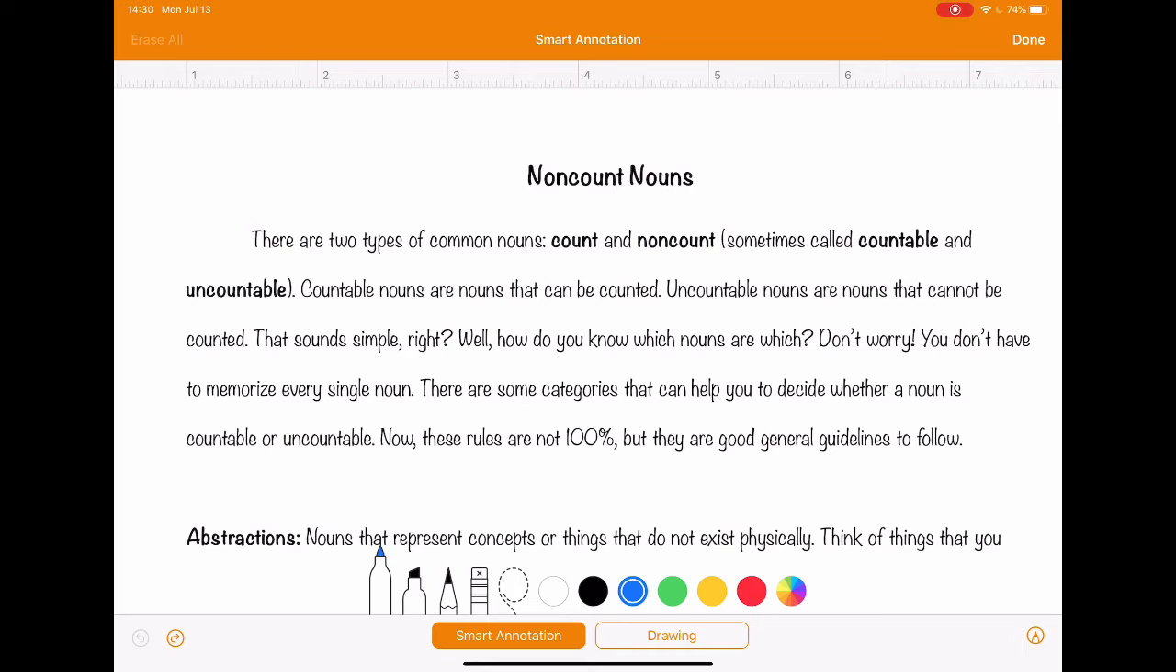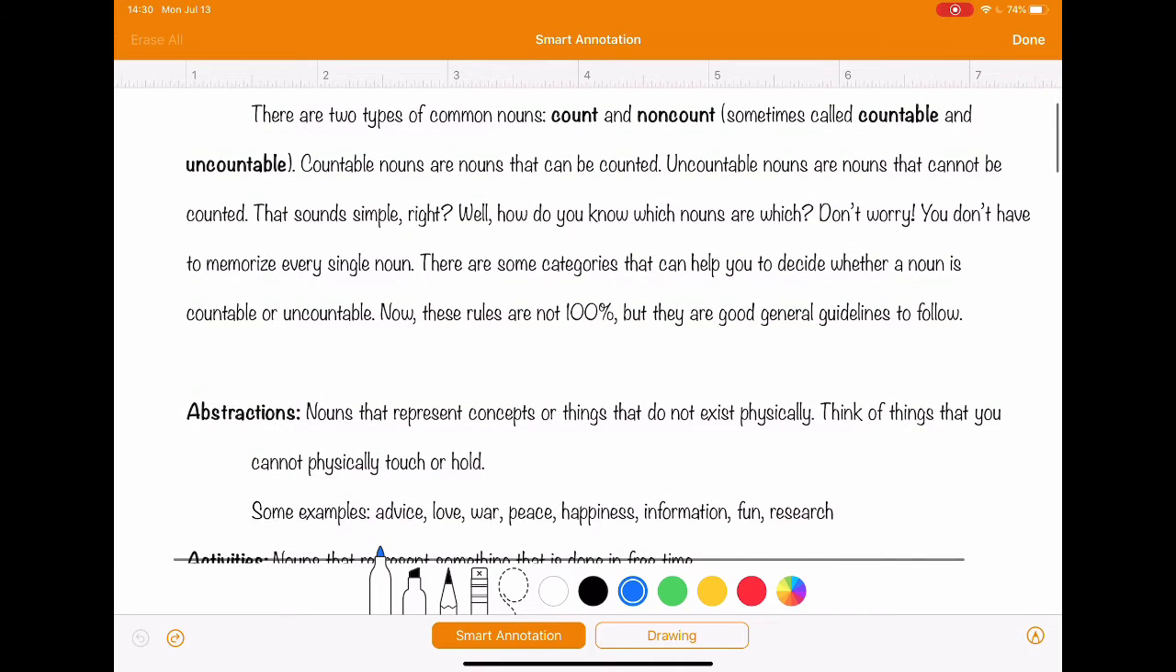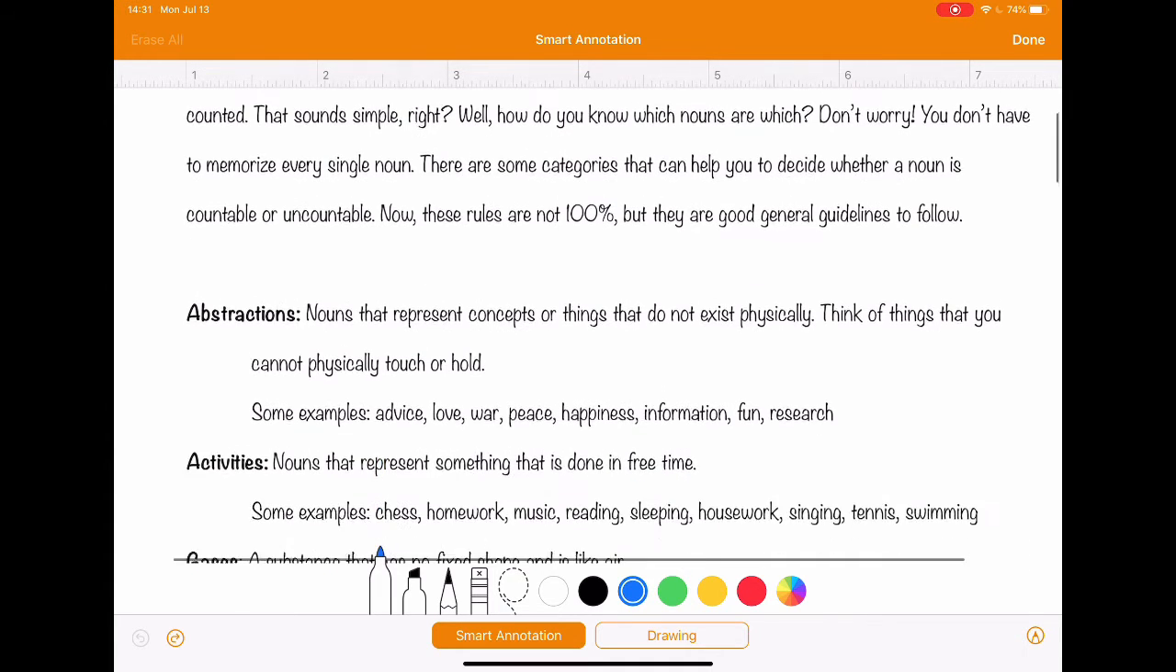Uncountable nouns are nouns that cannot be counted, and that sounds simple, right? But sometimes it's a little bit hard to tell which ones are which. No worries, you don't have to memorize every single noun that is uncountable. There are some categories and some tips that can help you to decide if a noun is countable or uncountable. Just keep in mind that these rules are not 100% of the time. There may be some exceptions to these rules, some nouns that don't follow these categories and patterns, but they are good general guidelines to follow and to help you decide.